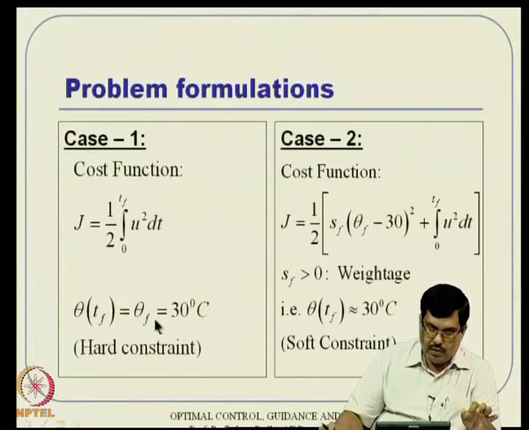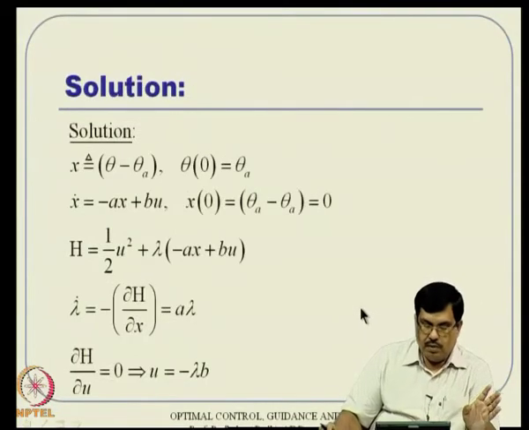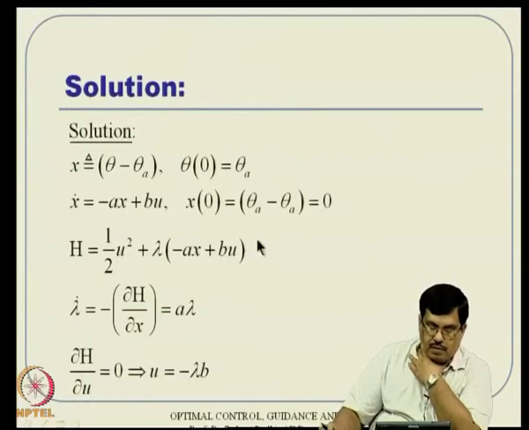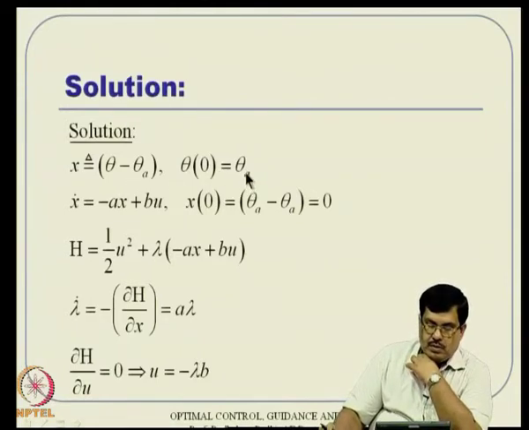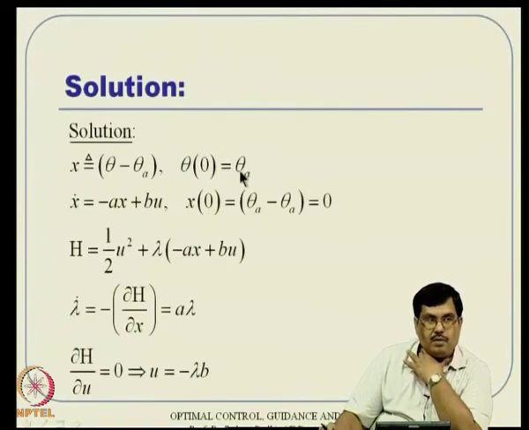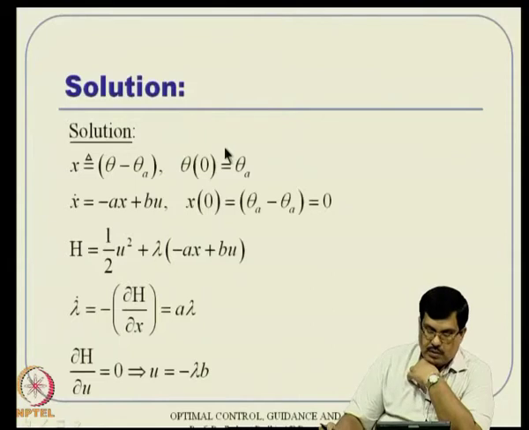So, one is done in a hard constraint way, the other one is done in a soft constraint way actually. Okay, so let us see the solution. For simplicity, we will define x = theta minus theta a, and theta 0 happens to be theta a. That is our initial condition, the ambient temperature actually. Initially, the temperature is at ambient temperature.